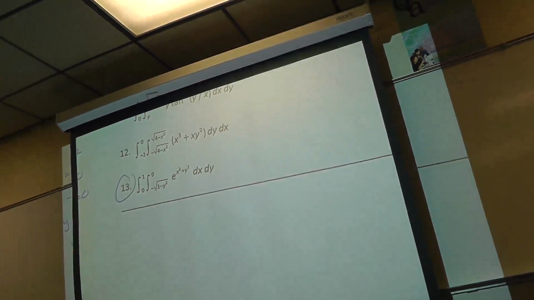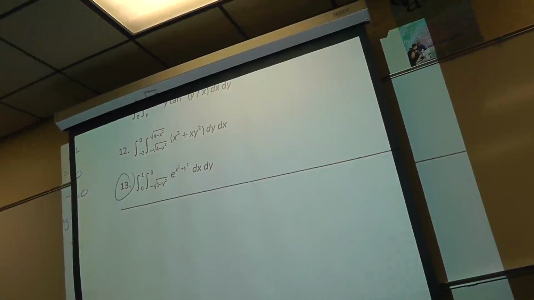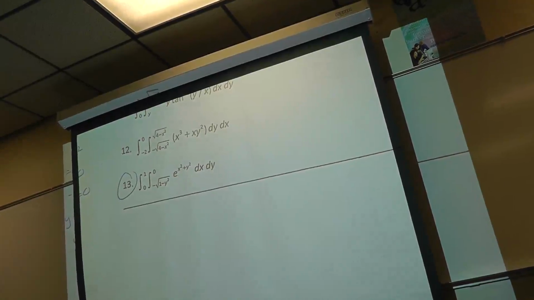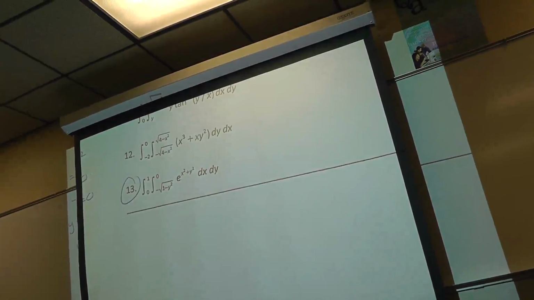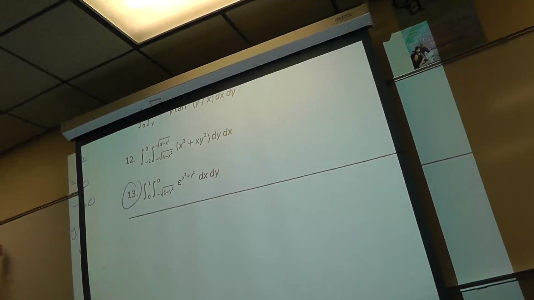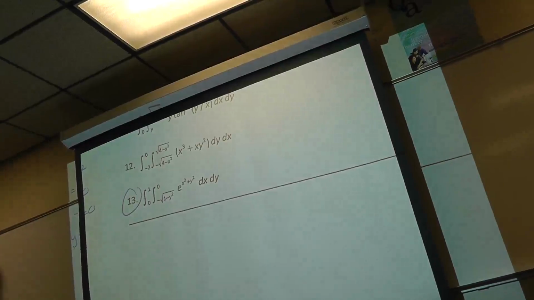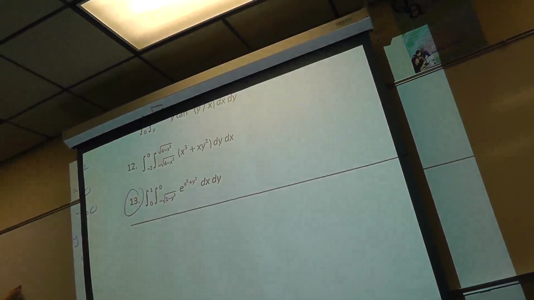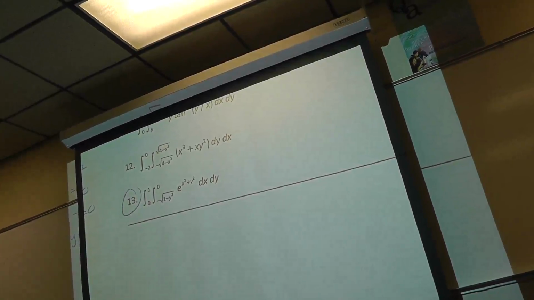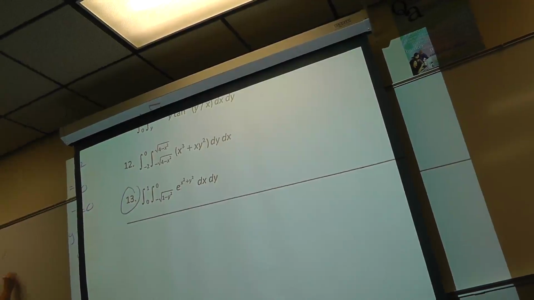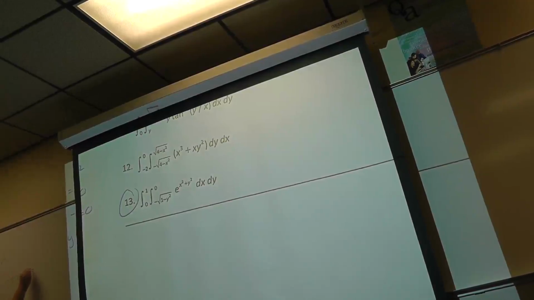Keep in mind, when you're dealing with an equation of a circle, there are several different ways you can represent this. If you solve this for y, you bring the x squared over, and you can get two equations from this. y equals the positive square root of 1 minus x squared. y equals the negative square root of 1 minus x squared. What would those two graphs look like?